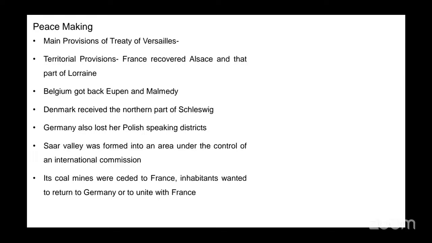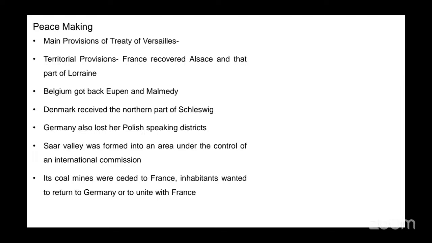Then the Saar Valley was formed into an area under the control of an international commission. The Saar Valley was put under the control of international commissions, its coal mines were ceded to France, and inhabitants were given an option. A plebiscite was held, and based on that plebiscite it was decided whether the inhabitants wanted to return to Germany or reunite with France.